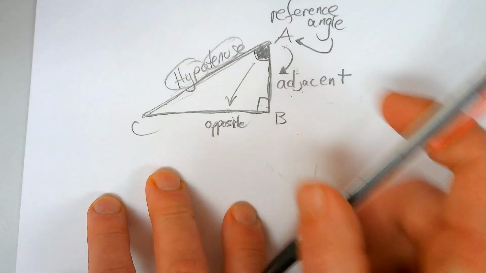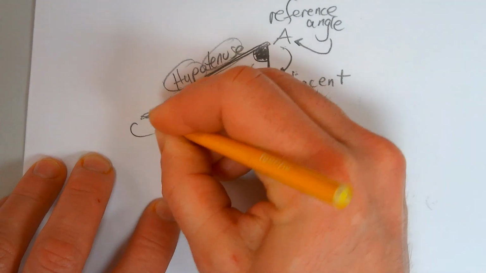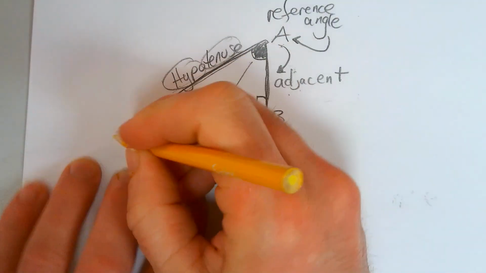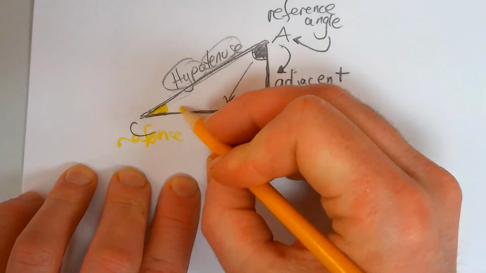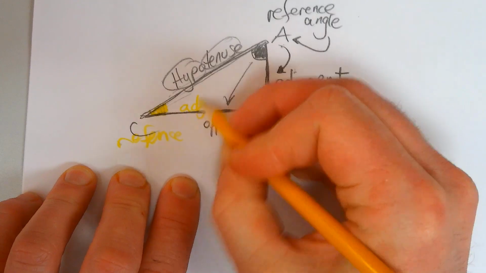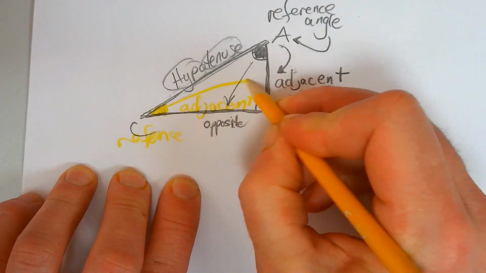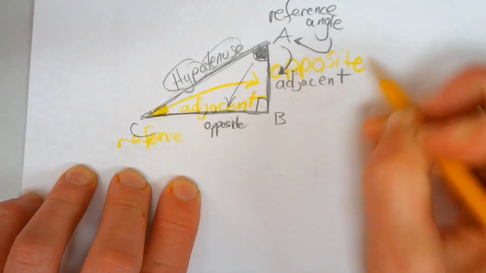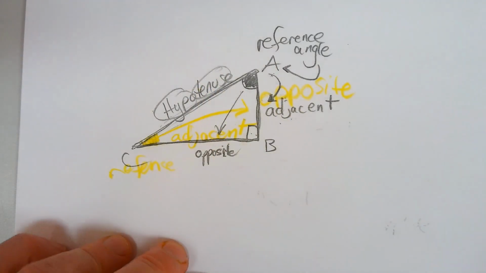Okay, I'm going to switch colors to the easiest color to see, yellow. So now from C's point of view, C is the reference. I'm switching the reference. This is the adjacent. And then now this is the opposite. See, when we switch reference angles, the opposite and the adjacent switch places. But you know what doesn't switch places? The hypotenuse. That one always stays there.